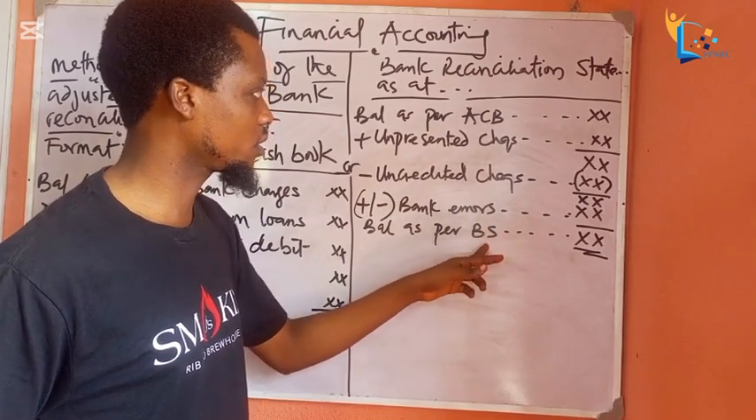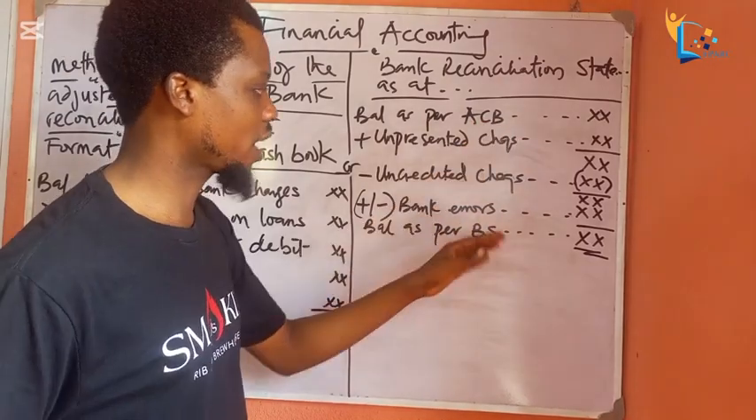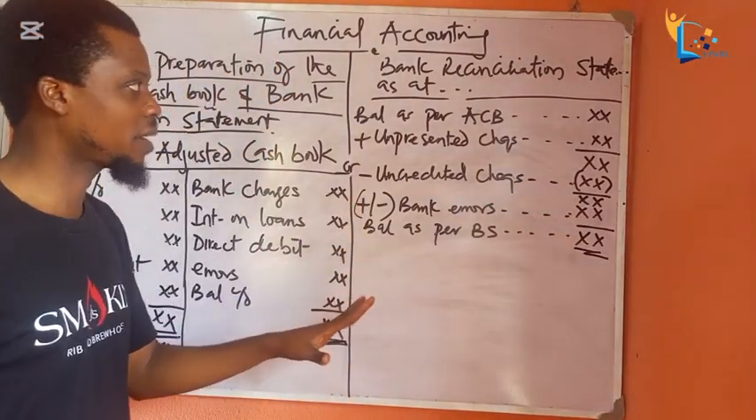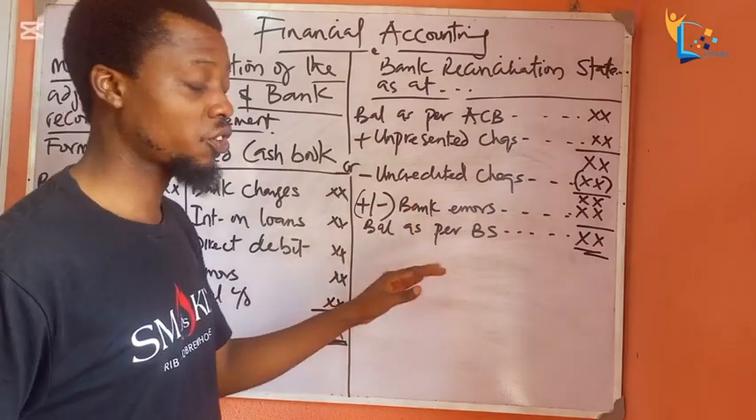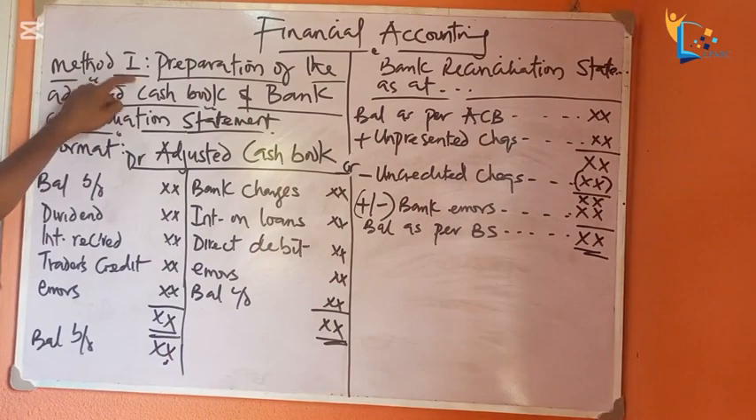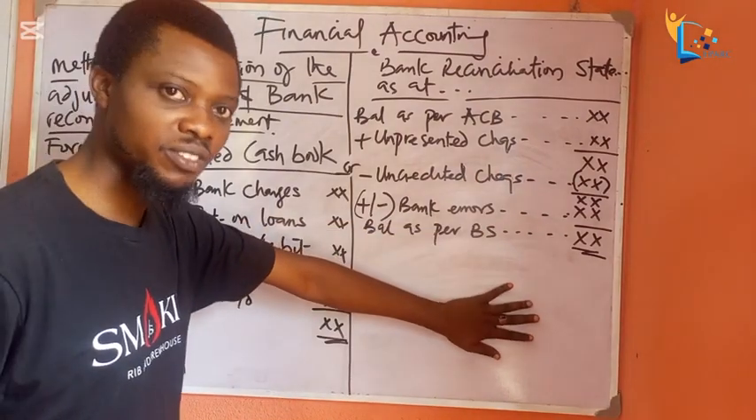Sorry, I had to shorten this. This is bank statement, while this one is adjusted cash book. I had to shorten it because of space. Okay, so this is the format, the first format for part one. The first method. Method one, preparation of the adjusted cash book and bank reconciliation statement. This is the first method.